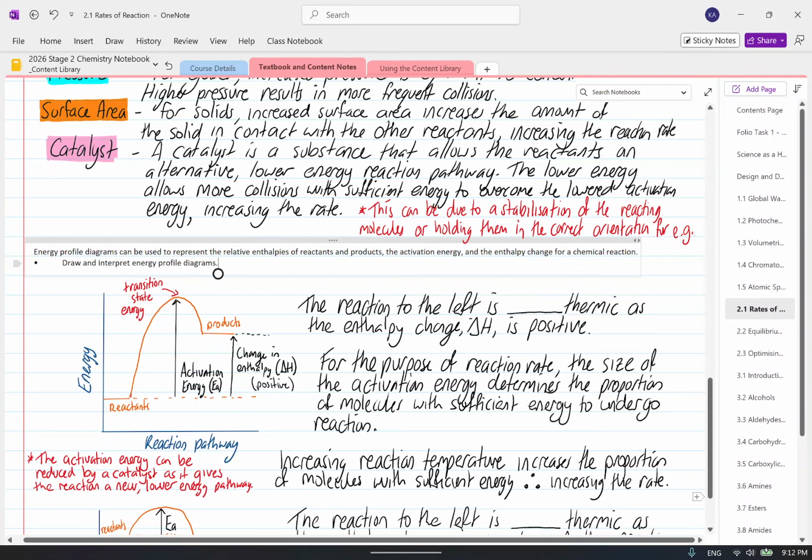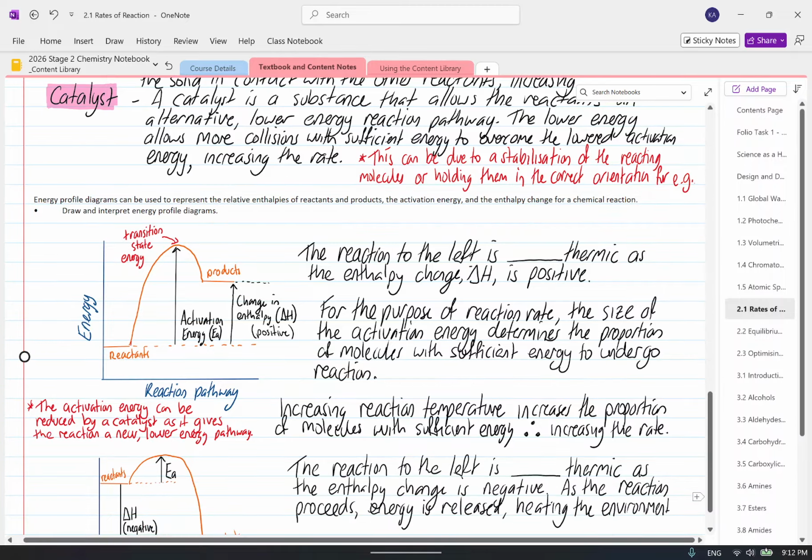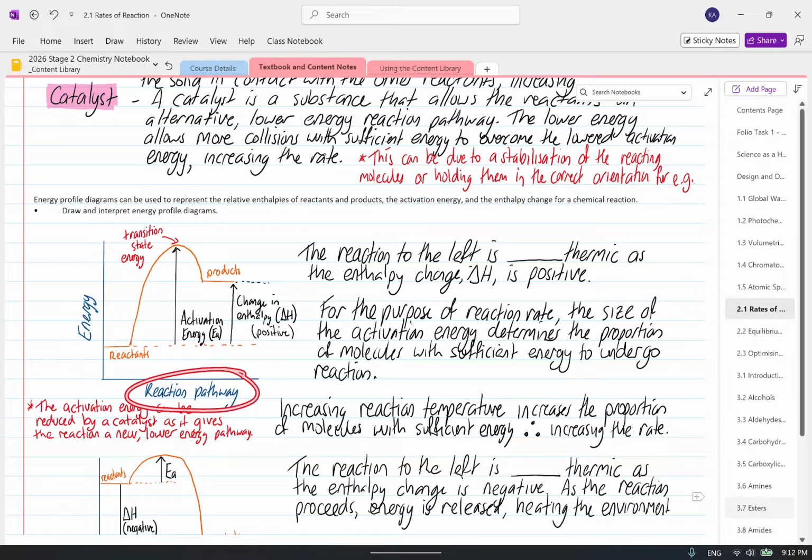So the last bit here, we're looking at energy profile diagrams. These diagrams show the energy of our molecules as the reaction proceeds. So we have energy on the left, and the bottom here says reaction pathway. Now, there are a lot of different ways you can write that bottom axis label. It can be reaction pathway, reaction coordinate, reaction progress. Either way, as our reaction is moving on, we can see what the energy of our substances do. On the left, you're always going to have your reactants, and on the right, you're always going to have your products.